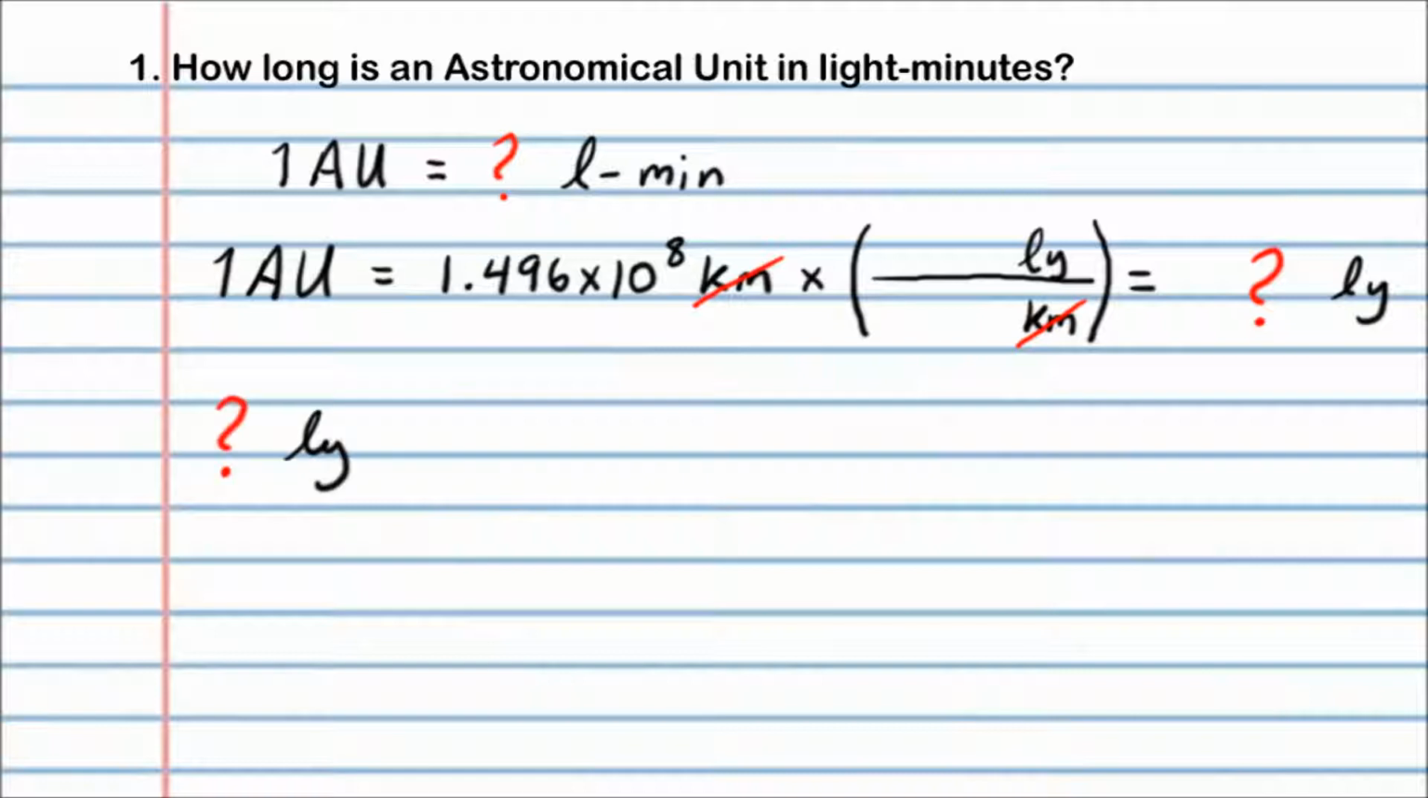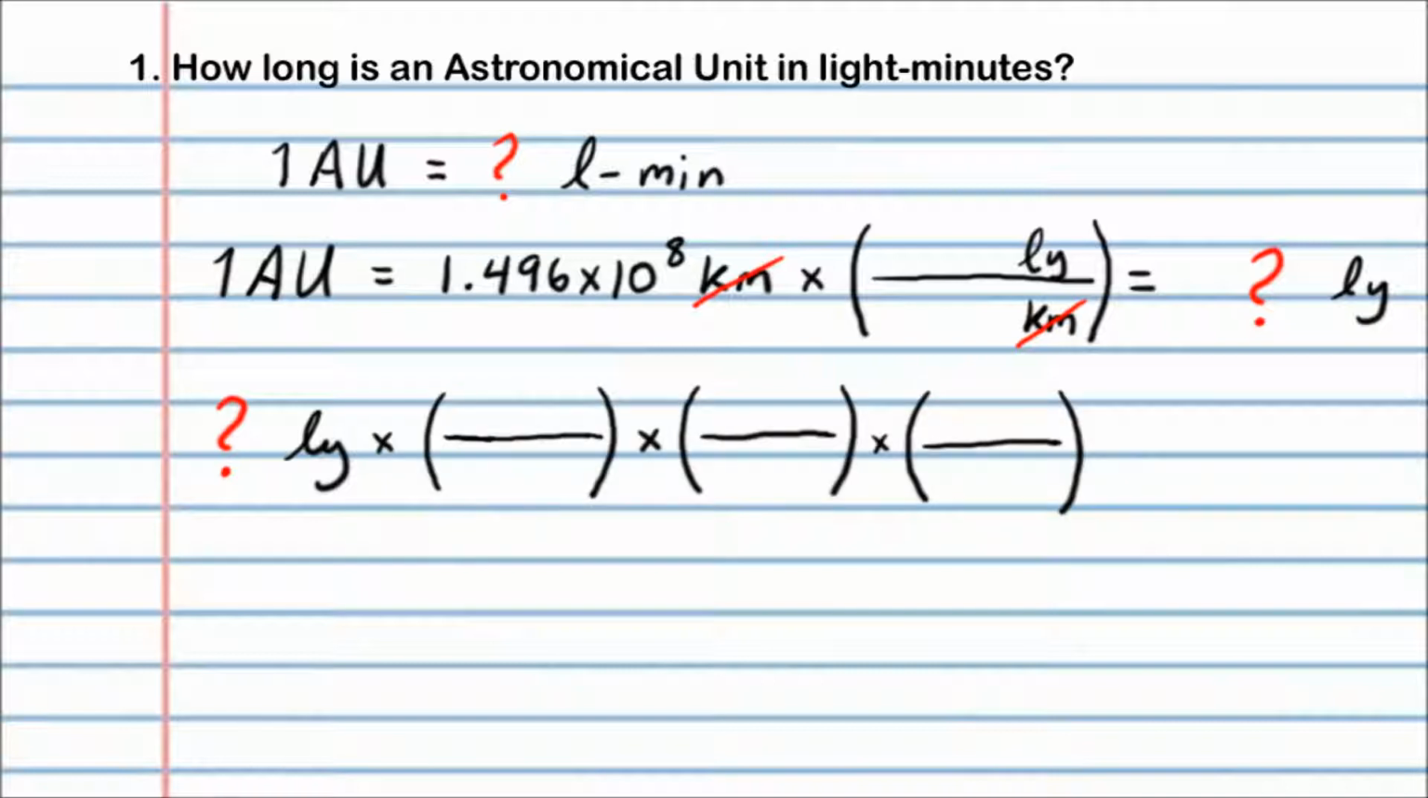Once you've got that value, you need to do your third conversion, where you take light years and step it down to light minutes. You're going to do this by multiplying by 3 conversion factors. The first one converts between light years and light days, taking care to make sure the units will cancel out correctly. The next conversion factor will convert from light days to light hours, again with the units canceling out correctly. And the third fraction converts from light hours to light minutes, again with the units cancellation. And that should give you your final answer for how many light minutes are equal to 1 AU.